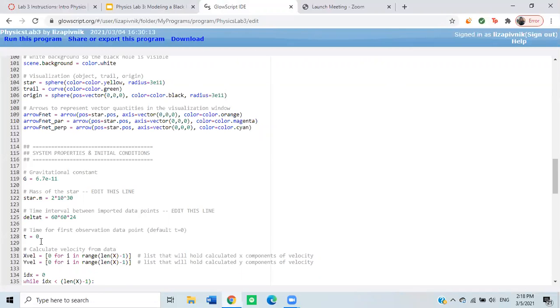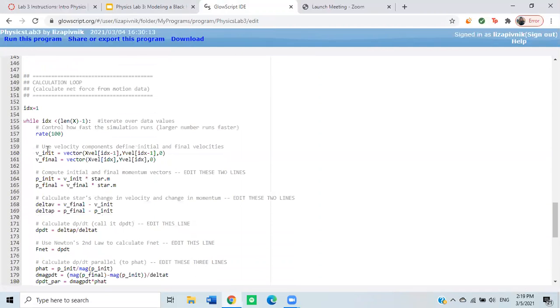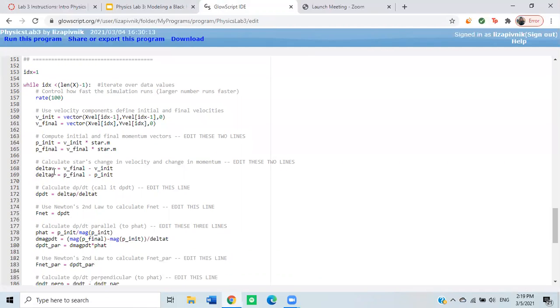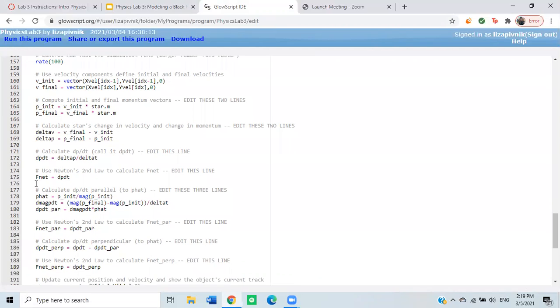And as we scroll further down, we have our v initial and v final, which were calculated for us, and then to find the initial and final momentums, all we had to do was multiply these velocities by the star's mass. Then to calculate delta v and delta p, we just had to subtract initial from final values. And then to find the rate of change of momentum, we just had to divide delta p by delta t. Then we could also set the F net equal to dp over dt, since these quantities aren't the same, but they do have the same direction and magnitude.